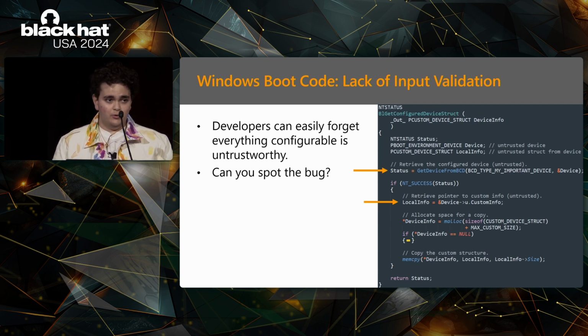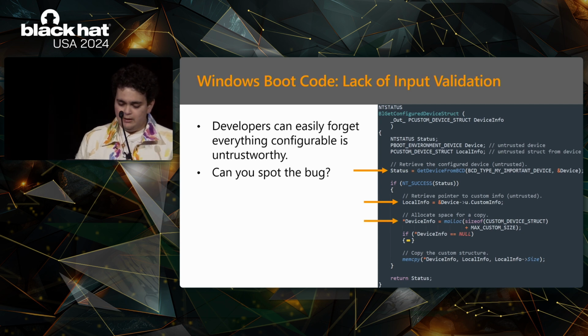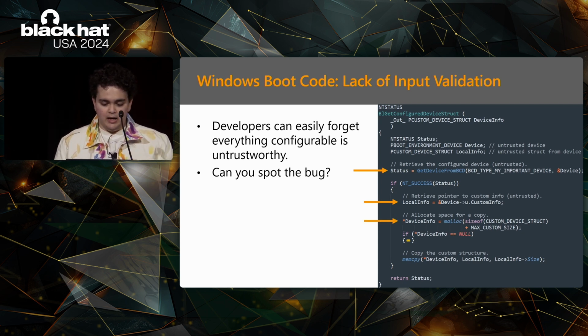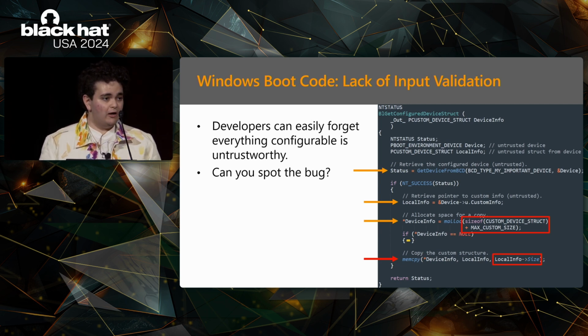And finally, here's where the bug comes into play. It'll allocate space for a copy, but it assumes a certain set size. And when that allocation is done, it'll copy over the custom device information into this new device information that was just allocated without verifying that the size specified by the attacker is actually legitimate and within the bounds of what's expected. This leads to an out-of-bounds write condition.